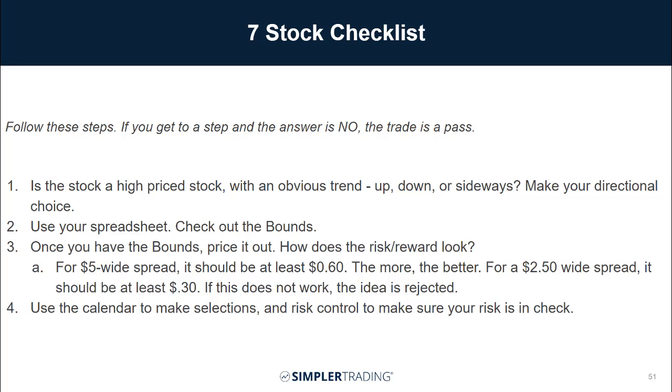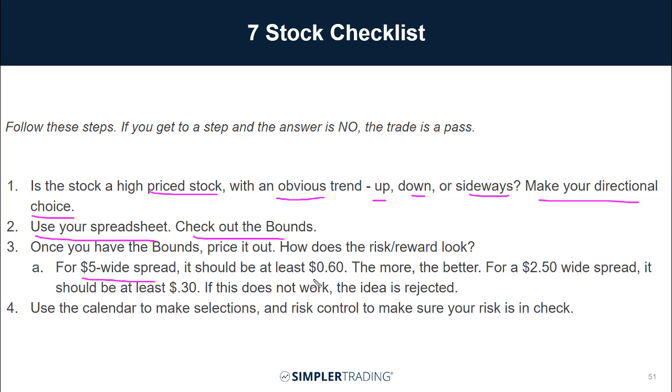So you want to follow these steps, okay? If you get to a step and the answer is no, then the trade is going to be a pass. So number one, is the stock a high price stock with an obvious trend, up, down, or sideways? You have to make your directional choice. Then the second piece of that is going to be to use your spreadsheet. You want to check out the bounds. Once you have the bounds, you price it out. How does the risk reward look?